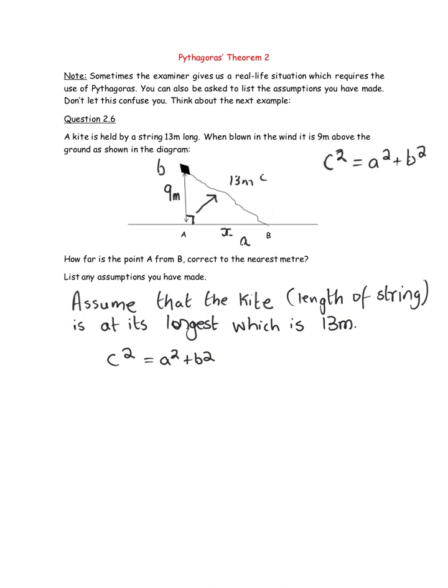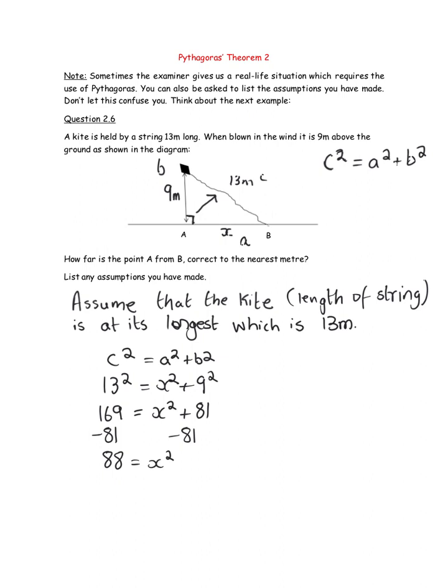So then I'm just going to fill it into the formula. We said that C is 13. So 13 squared is equal to A, which is X squared, plus B, which is 9 squared. 13 squared is going to give us 169. That's going to equal X squared, and then 9 squared is going to be 81. So I'm going to take 81 from both sides just to get the X squared by itself. 169 take 81 is going to give us 88, and that's going to be equal to X squared.